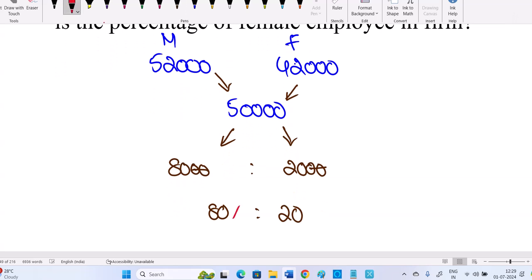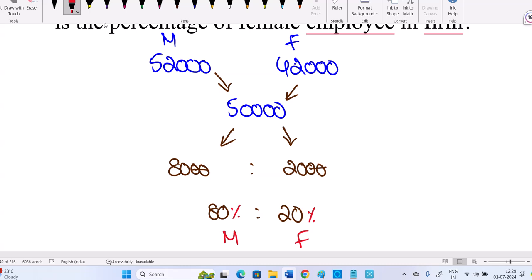No need of extra work for me. Male 80, female 20, adding 100. Total 100 people. Among 100 people, male 80 people, female 20. Out of 100 people, females are 20, which means 20 percentage. It's actually, I agree, 4 is to 1 only.